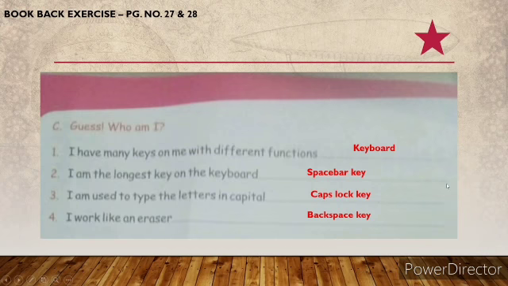Okay, so now in page number 28 we have who am I? Okay, what is number 1? I have many keys on me with different functions. It is keyboard. 2, I am the longest key on the keyboard. It is spacebar key. 3, I am used to type letters in capital. It's caps lock key. And 4, I work like an eraser. It's backspace key.